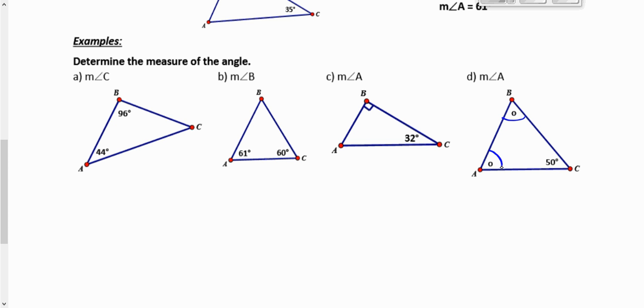So I would, in D, I would take one of these and call it X, and if they're both equal, call that one X too, right? So then you can write an equation for that and solve it. I'd like to see the equation for that.